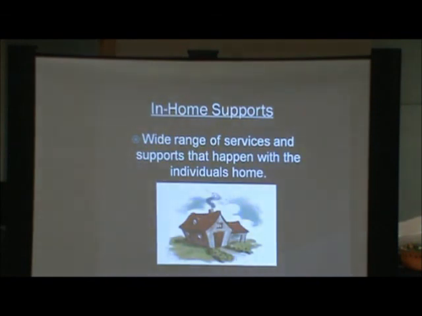And the hours, I've seen 20 hours a week on this. They can range, it's based on what works for the family and what the need is.